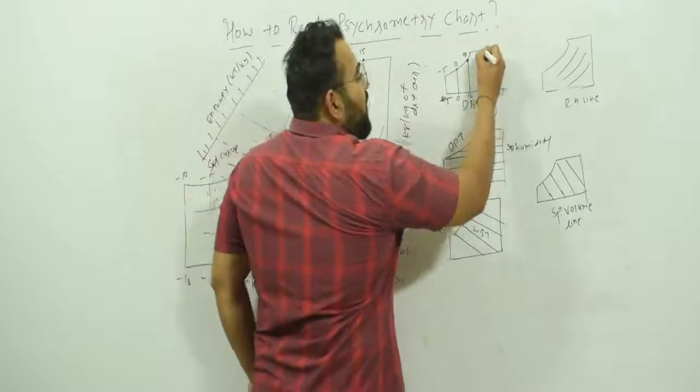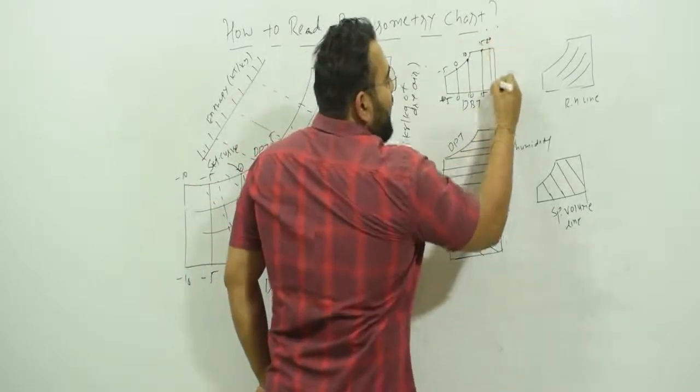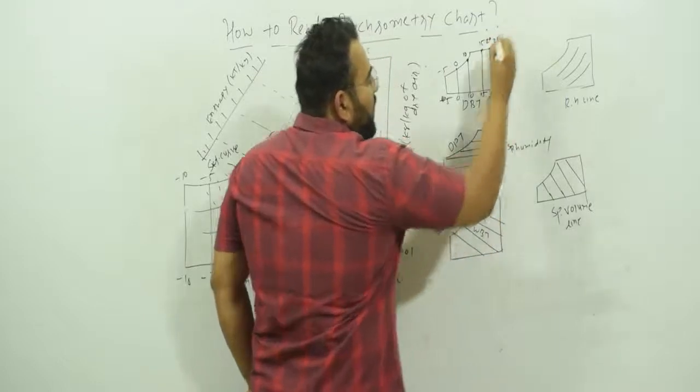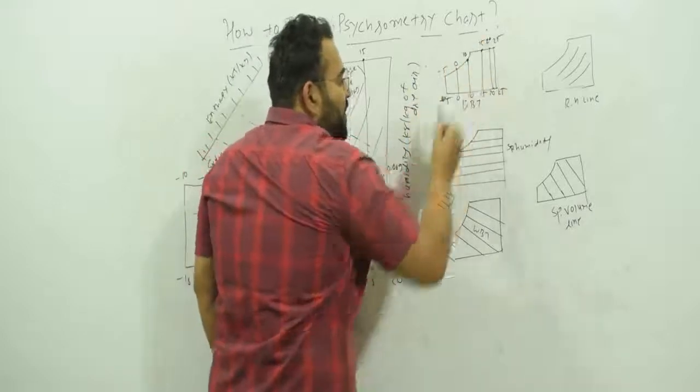In the same way for 15, here it will be 15. Keep that in mind. If here it is 20, the same will be 20; if here 25, this will be 25. So a straight vertical line is a dry bulb temperature line.